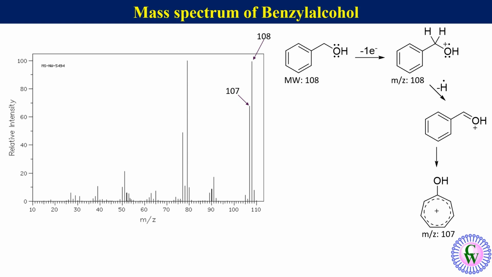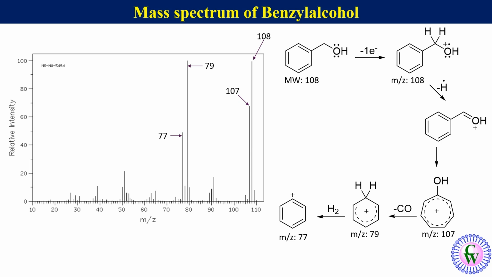Removal of carbon monoxide from hydroxytropylium ion gives carbocation with M/Z value of 79, which then removes hydrogen gas to produce phenyl carbocation with M/Z value of 77. That's all in this video.